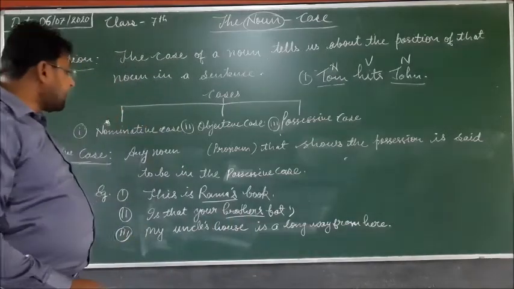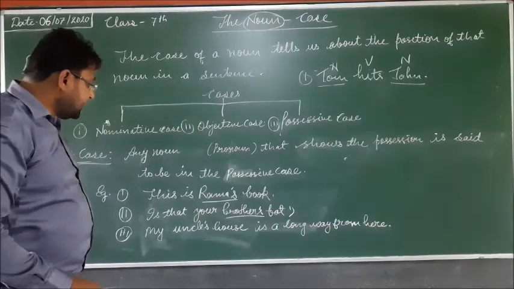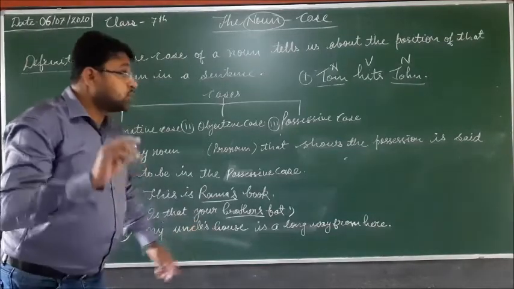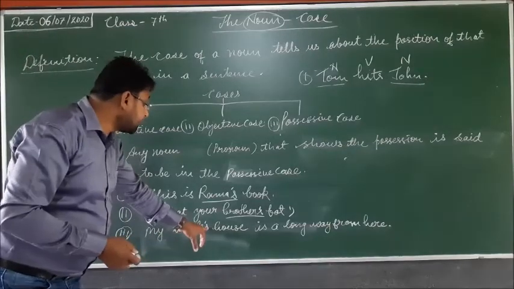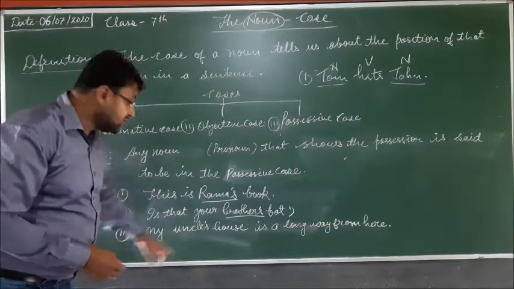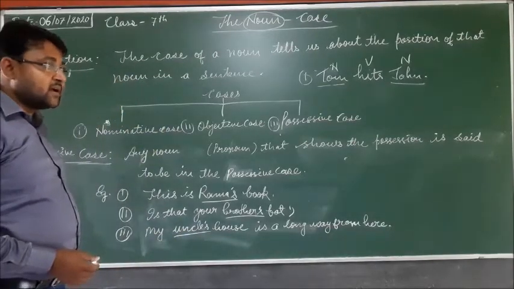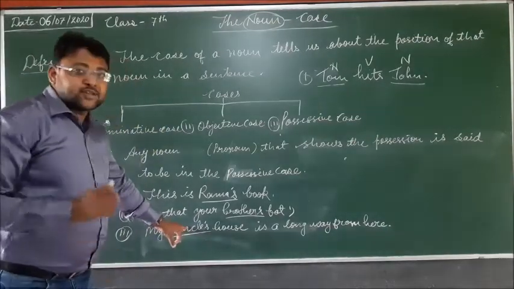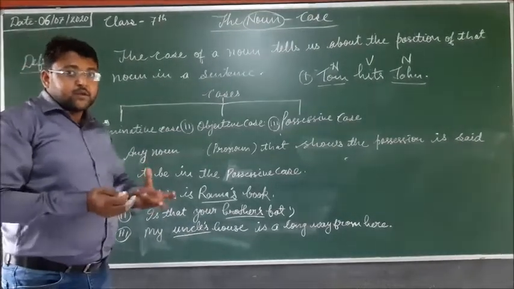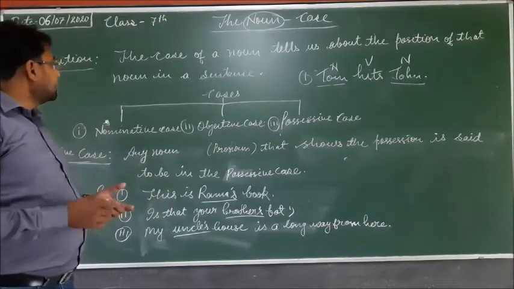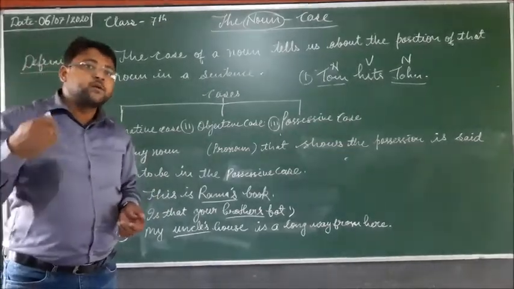In the third example, my uncle's house is a long way from here. Here, uncle's house. Whose house? Uncle's house. Uncle with apostrophe s is the possessive case, because apostrophe s is used with the noun uncle. So in this way you can understand the kinds of cases: nominative or subjective case, objective case, and possessive case.